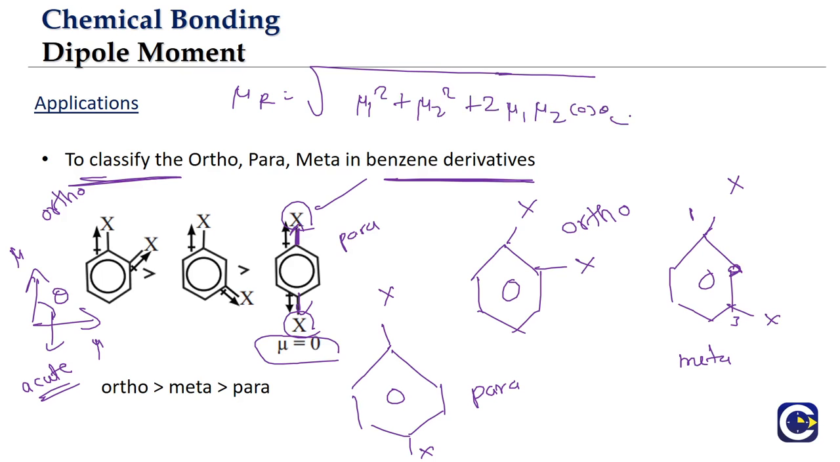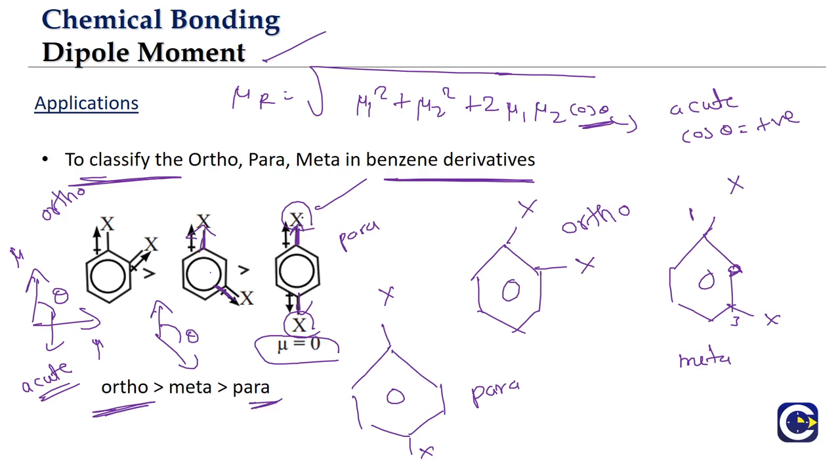Theta is acute means cos theta is positive. But when it comes to the meta, here the theta will be obtuse. Obtuse means cos theta will be negative. When cos theta is negative, definitely the resultant value will be lesser. So in case of the ortho, the net dipole moment will be higher, because there cos theta will be plus. In case of meta, cos theta will be minus, so it will be a little bit lesser than the ortho. In case of the para, we will see that they will almost cancel.